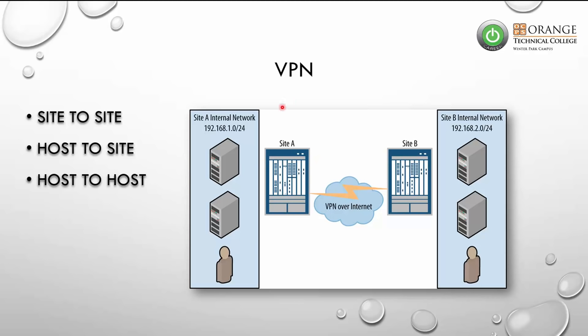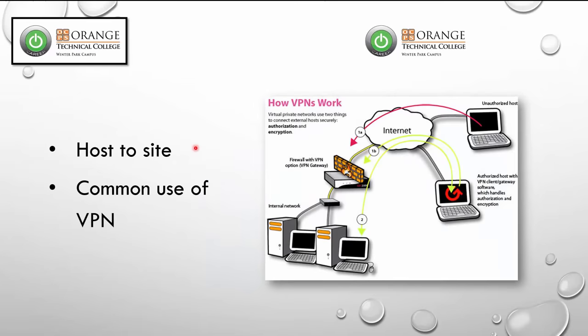There are three variations that CompTIA is going to ask you to know, and that's site-to-site, in other words, one location to another; host-to-site, in other words, you've got a PC at home and you want to connect to your local area network securely across the internet; then host-to-host, and we'll talk about this, pretty unique. Host-to-site is the most common way we use VPNs.